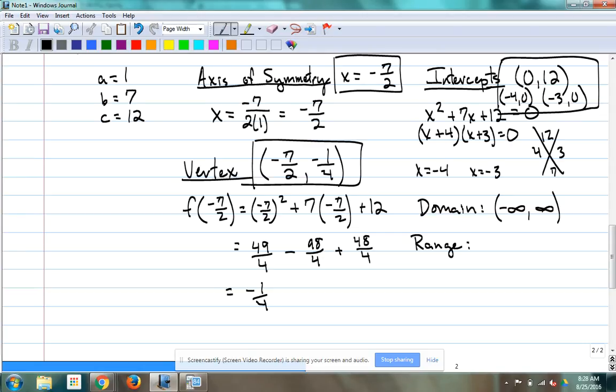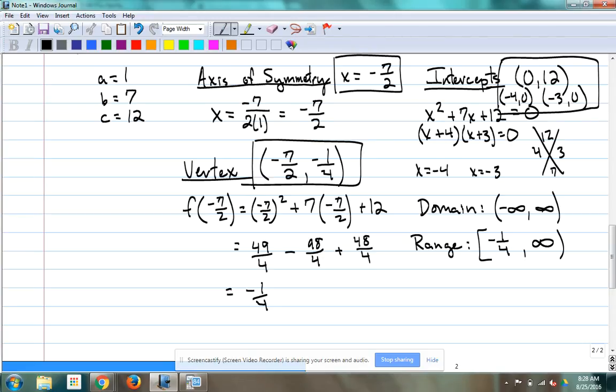Okay, so our range goes from the lowest y value to positive infinity. What's the lowest y value? Negative 1/4. It's from that vertex, yeah. Negative 1/4. And technically, I guess it would be a bracket there because that's included. I'm going to write it in parentheses because we're doing ordered pairs.